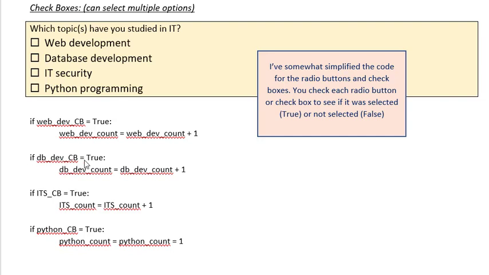The next if statement will check to see if the database development checkbox is true. If it is, then it will go ahead and add 1 to the number of students that have taken database. And again, it will go to the next if statement and execute the code there. If the ITS security checkbox is true, it will add 1 to that count of students. And then it will check the Python to see if it's true. If it is, it's going to add 1 to the Python count. And that should be a plus sign right there.